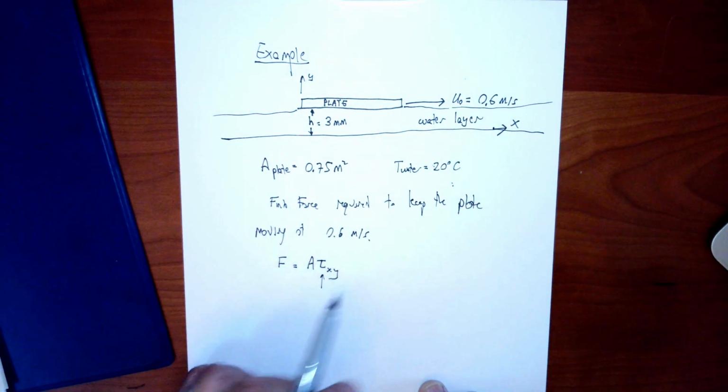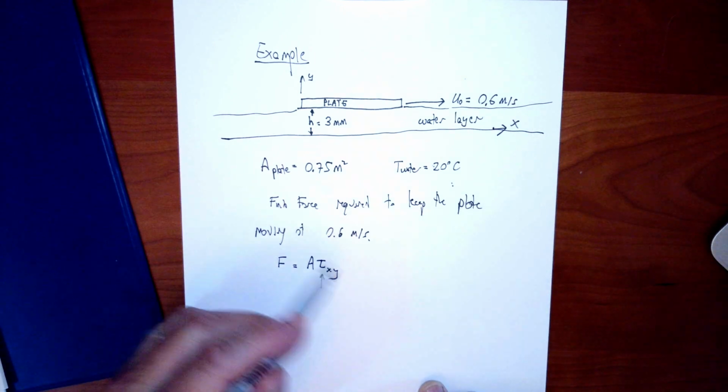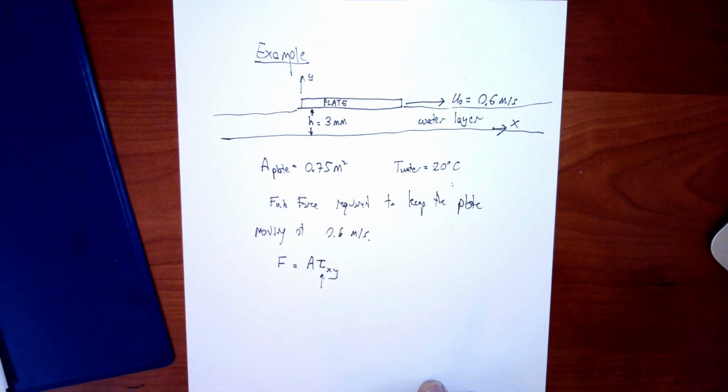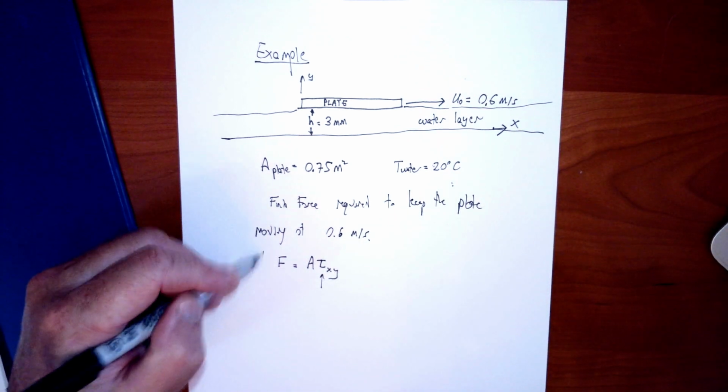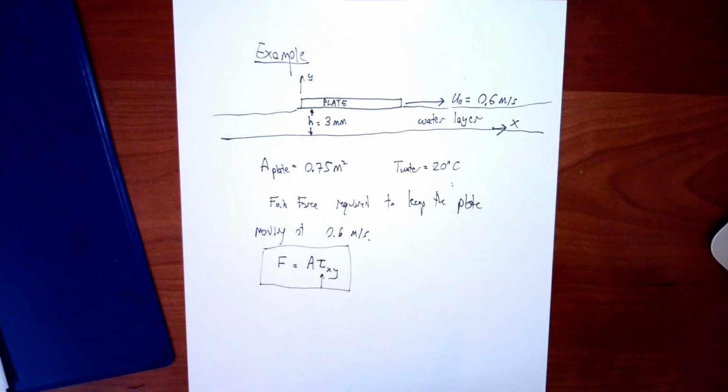And so it's going to be related to this shear stress. And then you're going to have to multiply that by the area, because the more surface area there is, the more force will be required. So that's the basic formula for calculating a force when you have a local shear stress exerted by the fluid. So in this case, we know A is 0.75 meters squared. So we don't need to worry about that. We just need to find that tau.